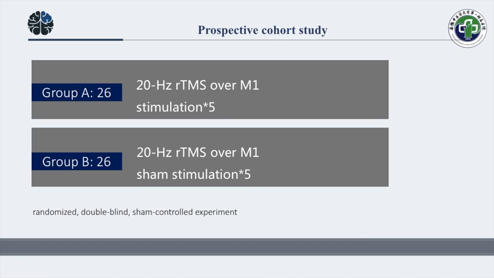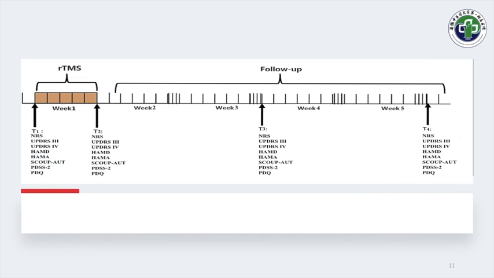This was a randomized, double-blind, sham-controlled trial with a parallel design in which the participants were divided into groups that either received 20 Hz rTMS or sham stimulation of the M1. The participants were randomly assigned to groups in a 1-to-1 ratio. The rTMS and sham protocols were performed across 5 consecutive daily sessions at an approximately consistent time of the day.